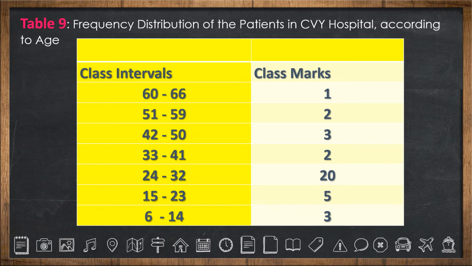So the frequency distribution of the patients: 60 to 66 is 1, 51 to 59 is 2, with their class marks, and so on and so forth.